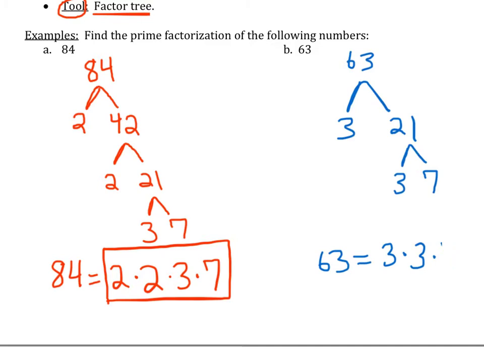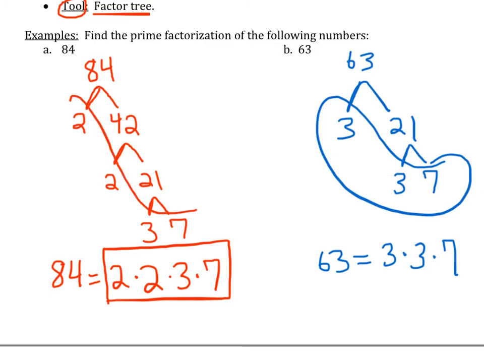I'm sorry, I didn't state this. I'm getting these prime factorizations as the bottom of this tree here. The same thing happened for 84, the bottom of my tree. If I multiply those things, 2 times 2 is 4, times 3 is 12, times 7 is still this 84 here. Same thing here. 3 times 3 is 9, times 7 is that 63 there. So I'm just rewriting this as a product of prime numbers. All right, let's continue.